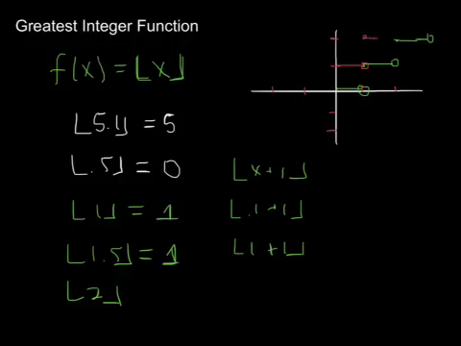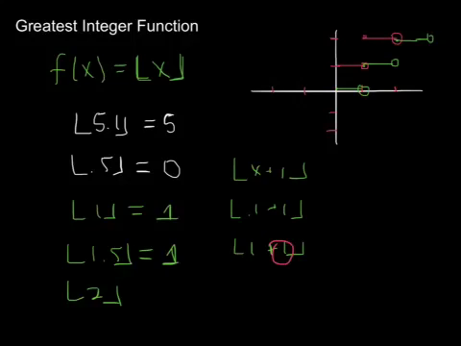And the same thing will happen here, right? Any value that's in between 1 and 2, if I add 1 to it, is going to be a value that's in between 2 and 3. So it will round to 2.